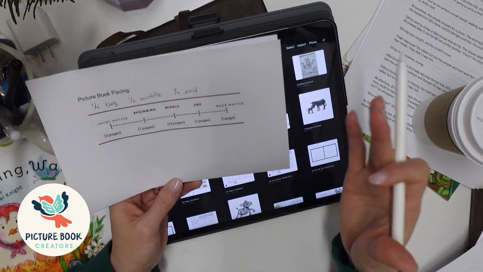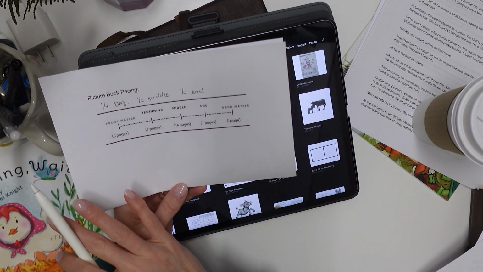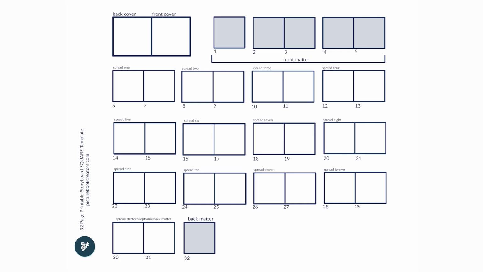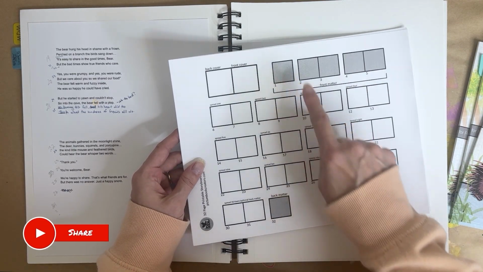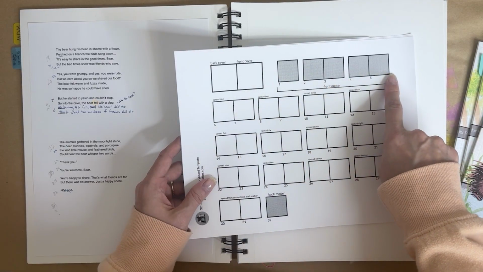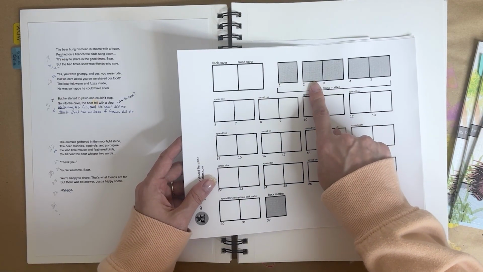You need to divide up the manuscript into 26 to 28 different segments, not 32. And I do see that as being a downfall that some beginners will do, is think, I have a 32-page picture book, I need 32 sections of text.